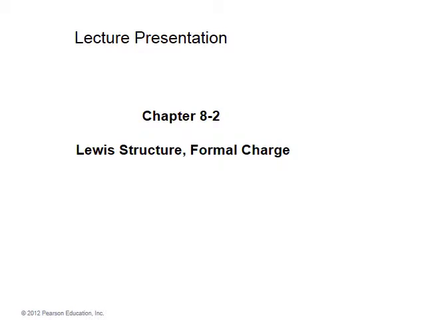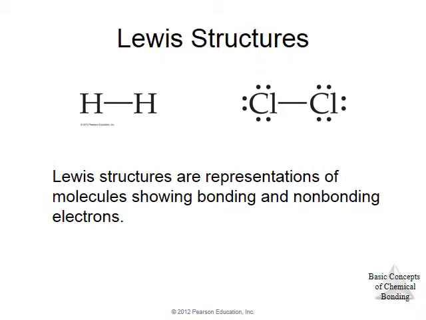In this section of Chapter 8, I would like to go over Lewis structure and formal charge. Make sure you have a periodic table in front of you while you are learning these topics. Lewis structures are representations of molecules showing bonding and non-bonding electrons.